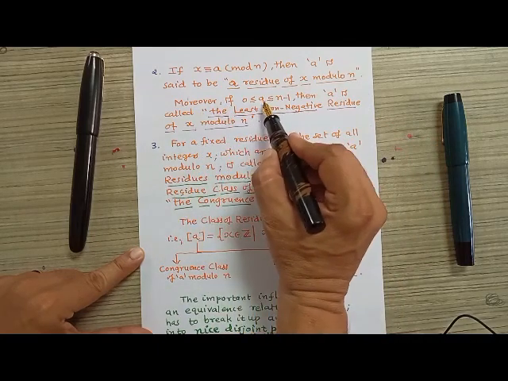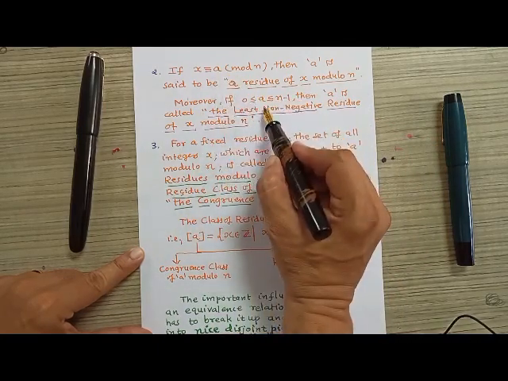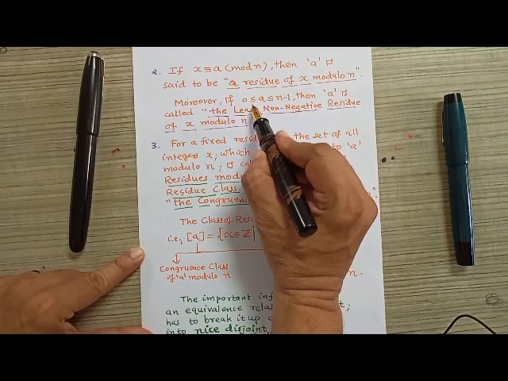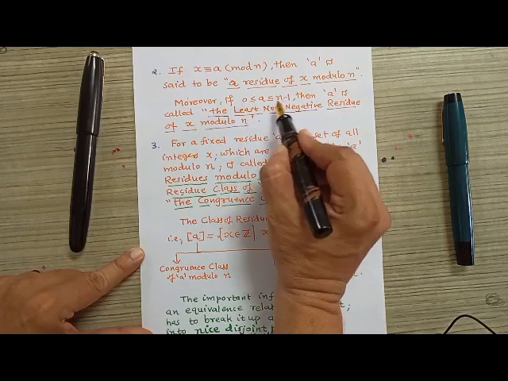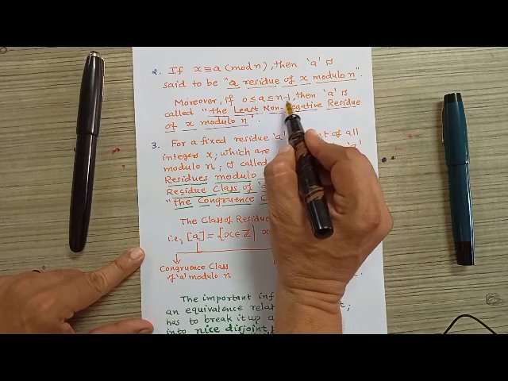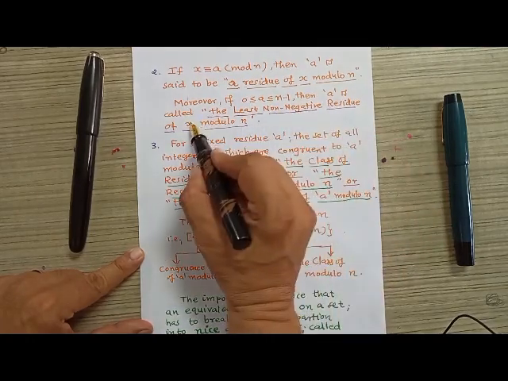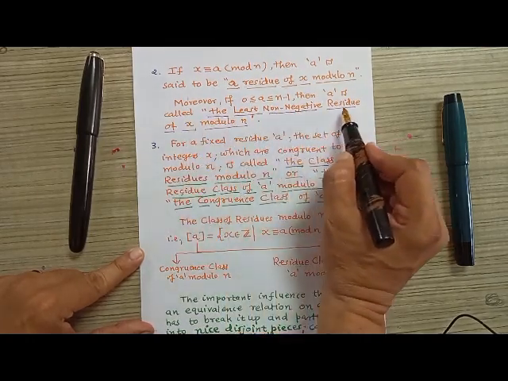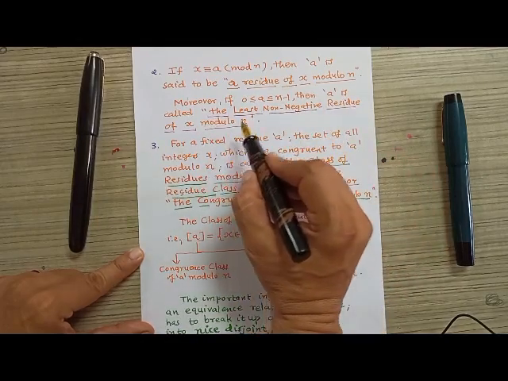Moreover, this integer A can be anything, but if A is from 0 to n minus 1, that is 0 less than or equal to A less than or equal to n minus 1, then A is called the least non-negative residue of x modulo n.